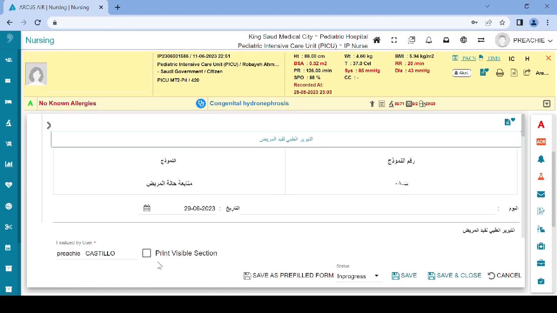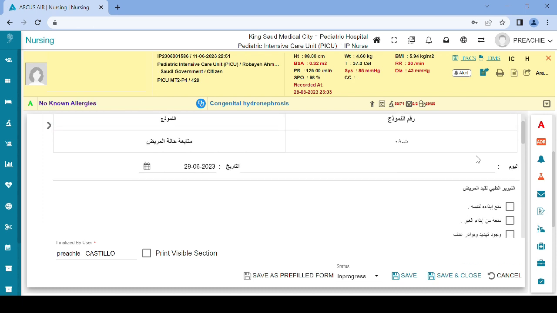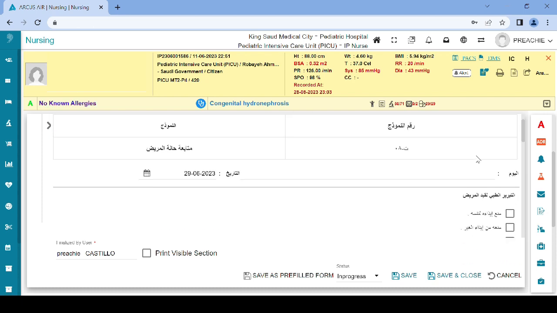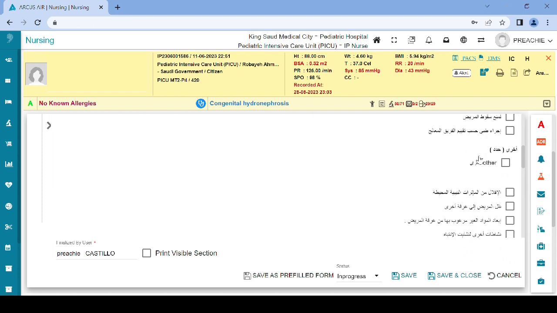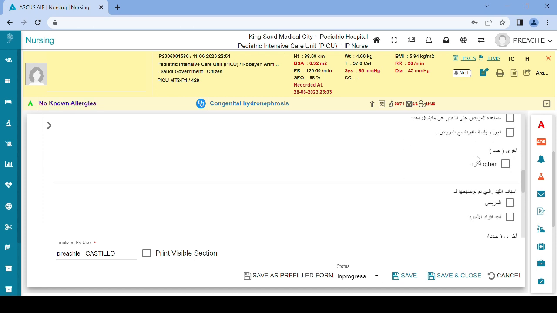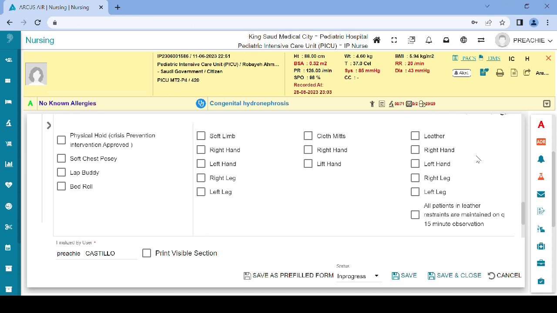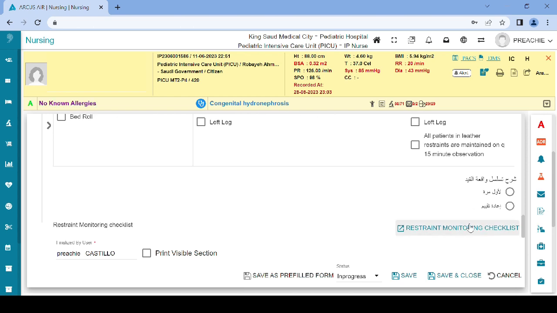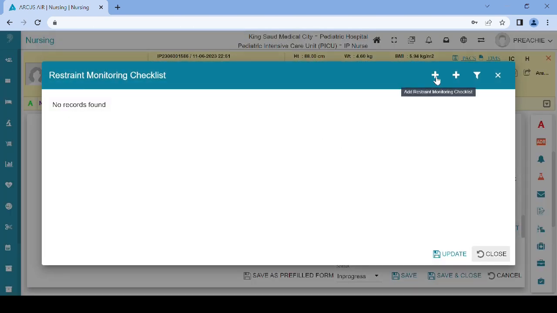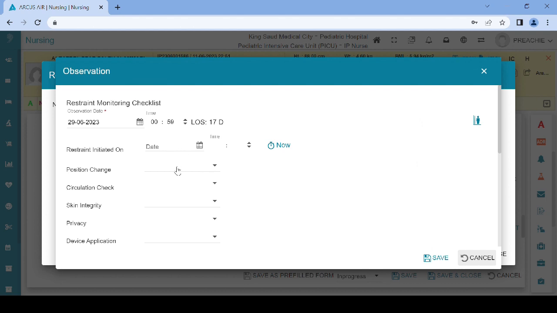This is an example of documentation of restraint that we can find on our Hospital Information System (WATIC). This form is called the Restraint Monitoring Checklist, and this is the step-by-step way on how to do the documentation.